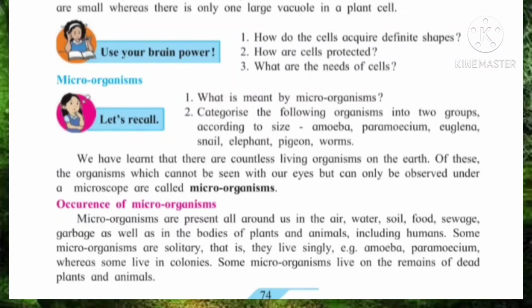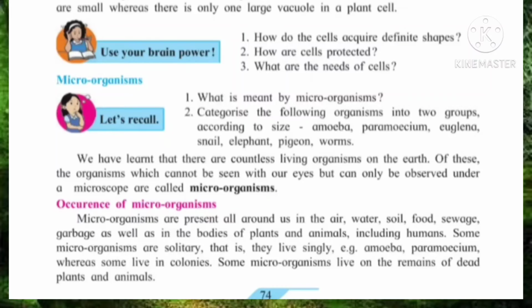See the definition of microorganisms. We have learned that there are countless living organisms on the earth. Of these, the organisms which cannot be seen with our eyes but can only be observed under a microscope are called microorganisms. Just now I explained. Now the next part is the occurrence of microorganisms. Occurrence means their living place, where they can live.